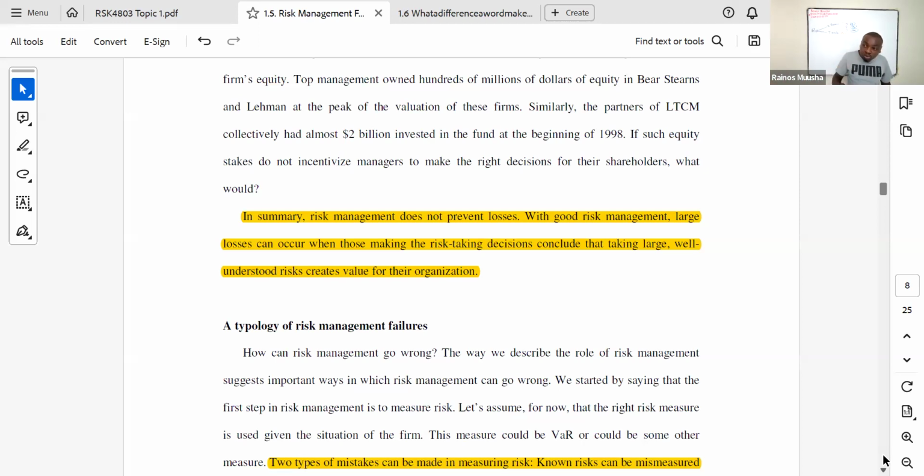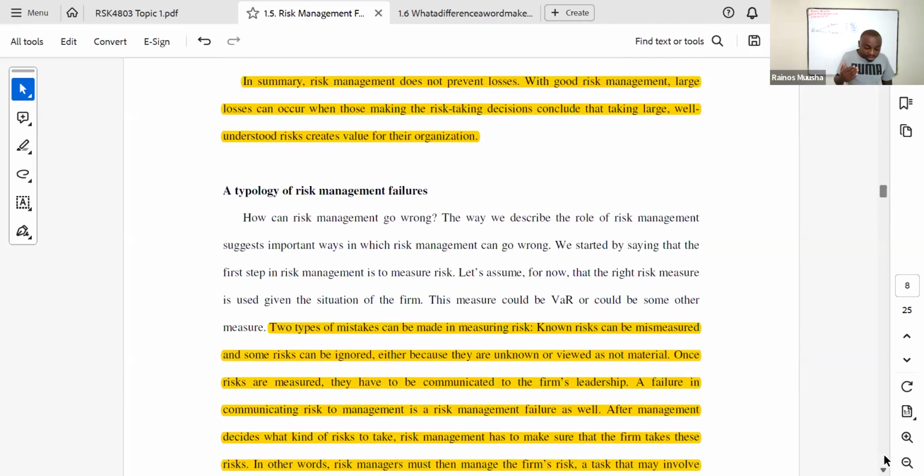So we should know that risk losses are always going to happen. Risk management failure is where you fail as an organization to identify those possible losses that might happen and also prepare your organization for those possible losses. So are we on the same page when it comes to a summary of the case study of LTCM?